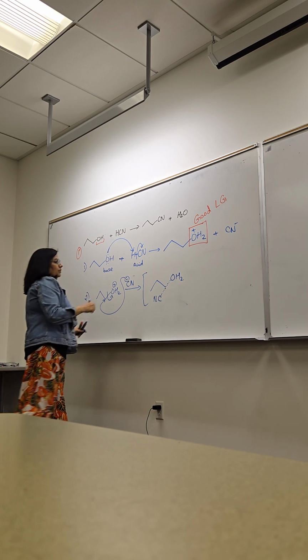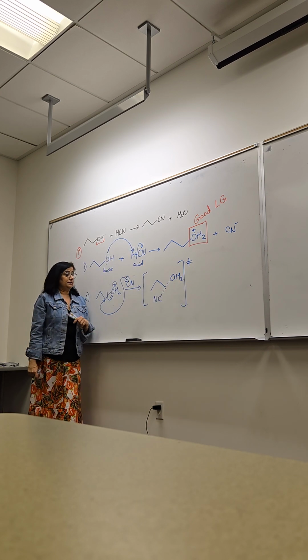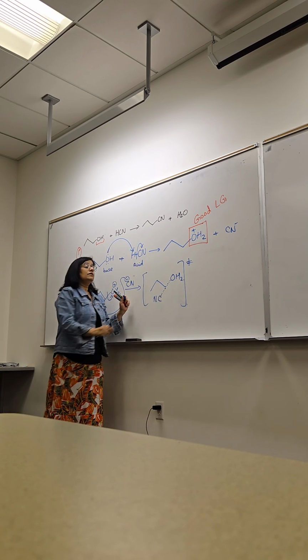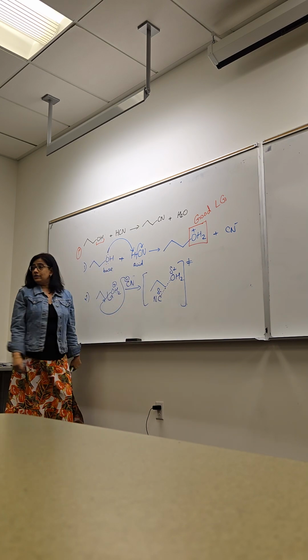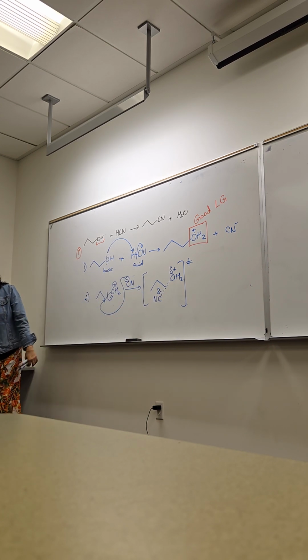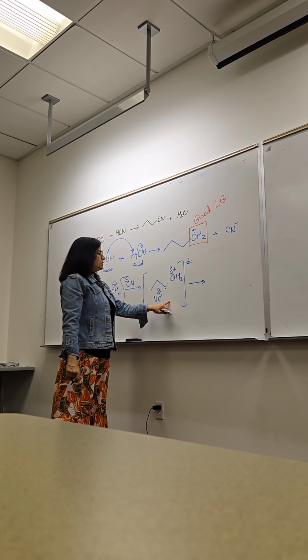Okay, what am I missing here? Partial charges. Which would be what and where? Partial positive on OH2 and then partial negative on CN. Do you all agree? Yep. Great. And then, of course, it goes through the transition state. What is the product?